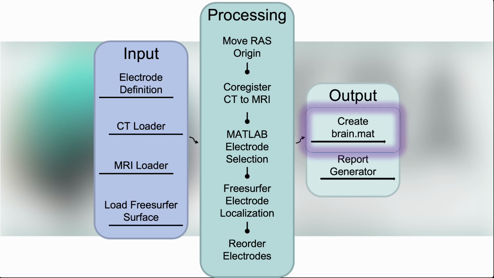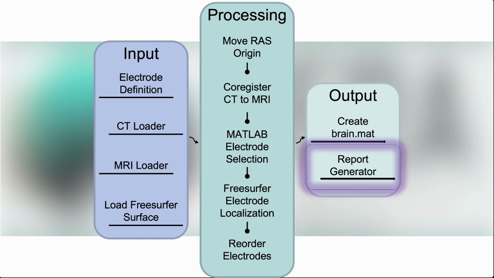This MAT output component stores the brain surface and electrode coordinates to a MAT file to be used outside of VERA. The report generator component utilizes another tool developed in our lab called the report generator to generate a PowerPoint report of the implant locations and a slice view showing the location of each electrode in the coronal, sagittal, and horizontal sections of the MRI.